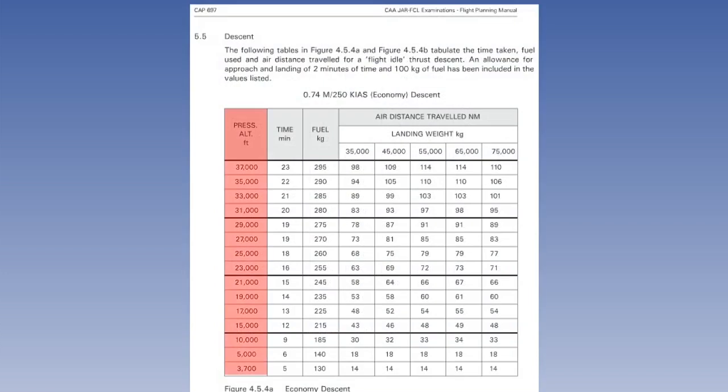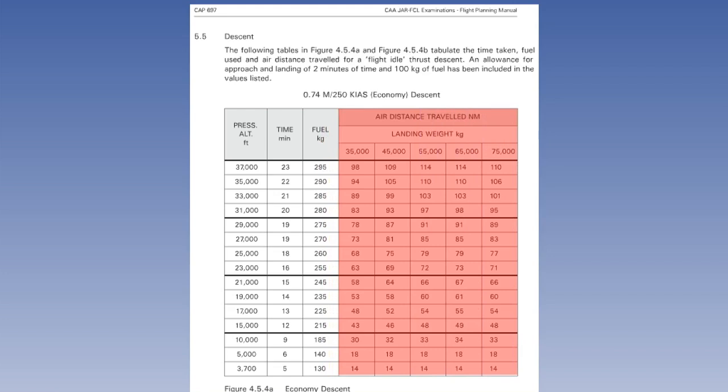Enter the table with the top of descent pressure altitude. Read off the time taken for the descent in minutes, the fuel used, and, in the appropriate estimated landing weight column, the air distance travelled.